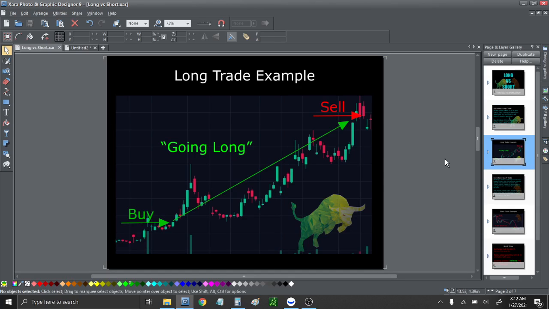To see this on the chart, you can see here the trader purchased the stock or the shares at a lower price to sell it at a higher price, making a profit of the difference in between. So that's going long. The reason why a bull is used for this is when a bull strikes, it tends to lift. So that's why they're using the bull as a symbol for a bullish movement.